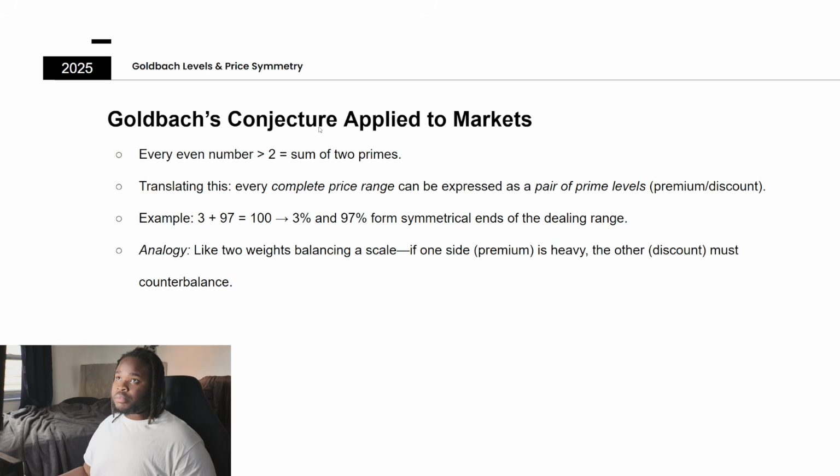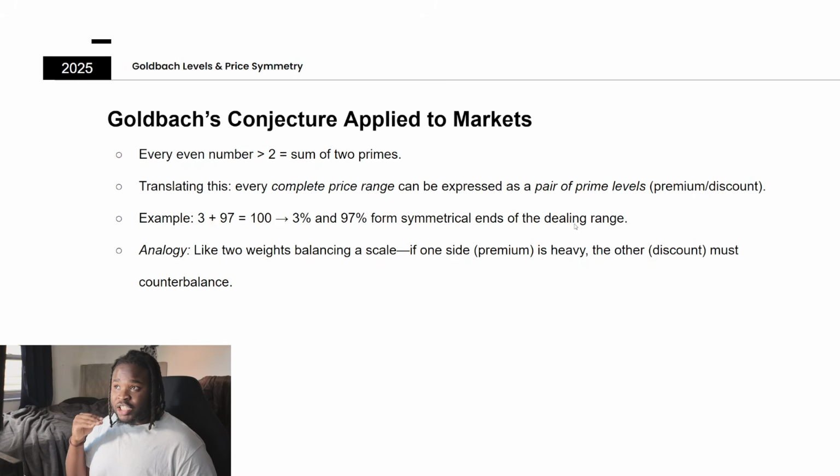Okay. Now for the lesson, Goldbach's conjecture applied to the markets. Every even number greater than 2 equals the sum of two prime numbers. To translate this, every complete range can be expressed as a pair of prime levels, premium and discount. Okay? For example, 3 plus 97 equals 100. 3% of the range and 97% of the range form symmetrical ends of the dealing range.